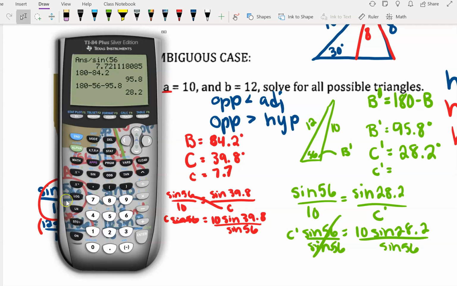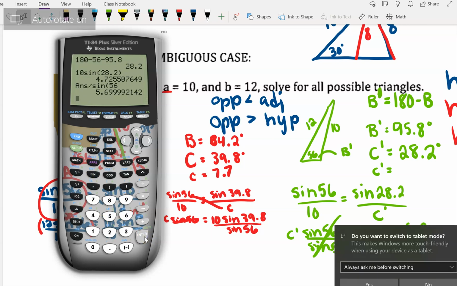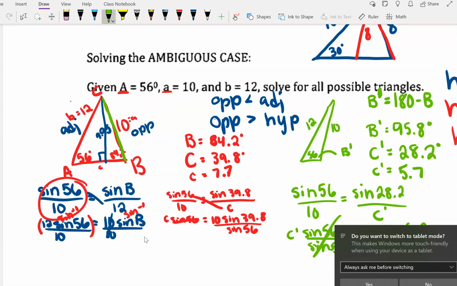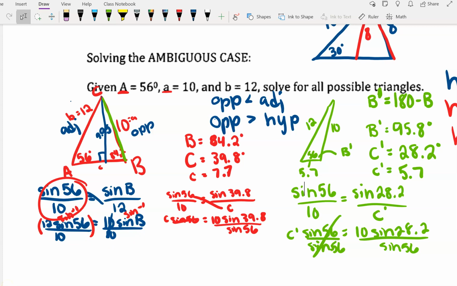Type all that into our calculator. 10 sine 28.2, divide that by sine 56. Oops, sine 56. And I got, we'll just call that 5.7. And hopefully that makes sense based on our little diagram that this is going to be smaller than it was in the other triangle. All right. That is it for that problem. Go ahead and pause if you need to catch up on any of it. Lots of writing.